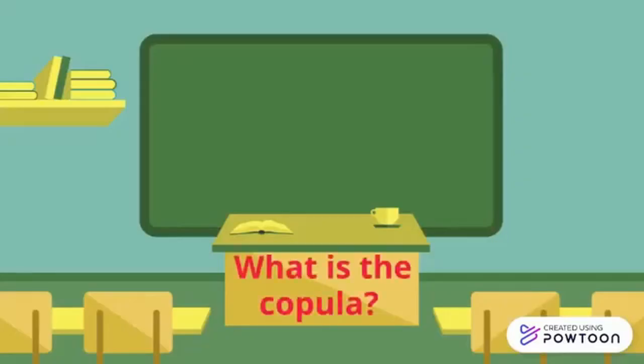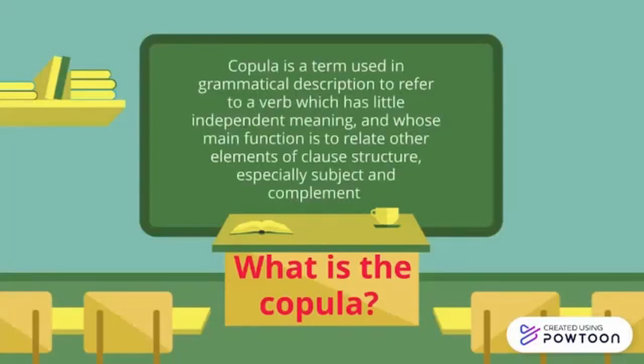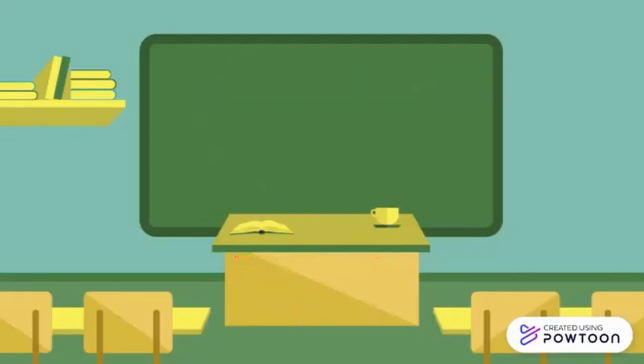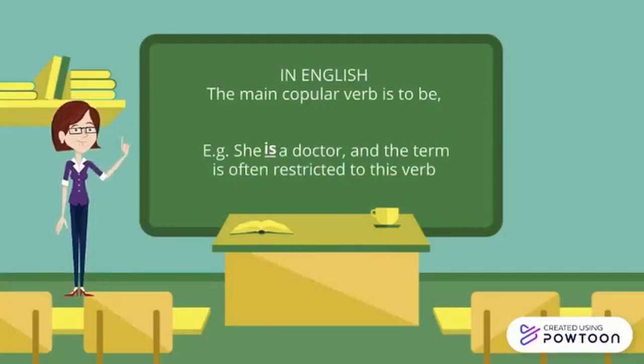What is the copula? Copula is a term used in grammatical description to refer to a verb which has little independent meaning. Its main function is to relate other elements of clause structure, especially the subject and its complement. In English, the main copula verb is the verb to be. For example, she is a doctor. The verb is links the subject, she, to its complement.